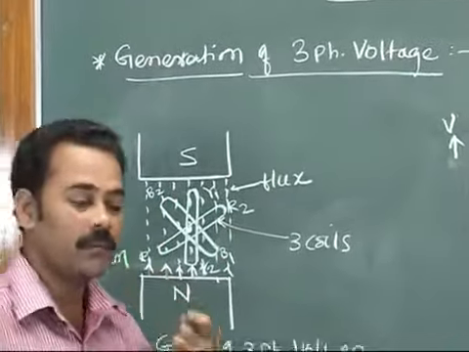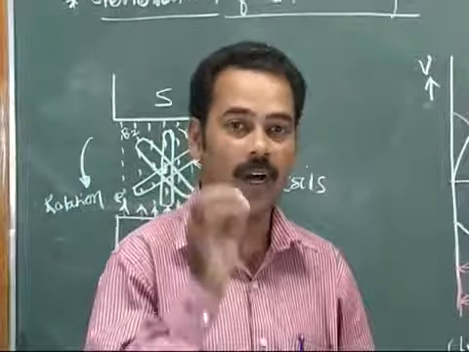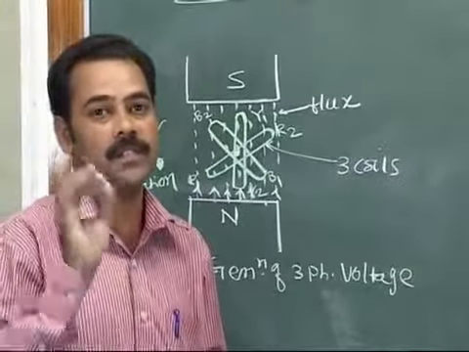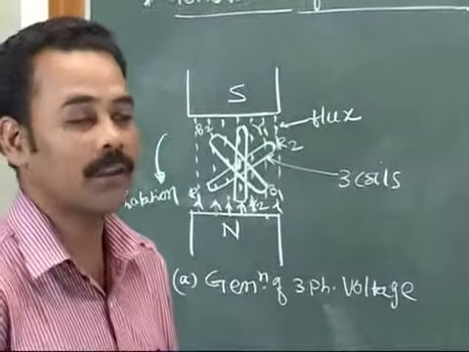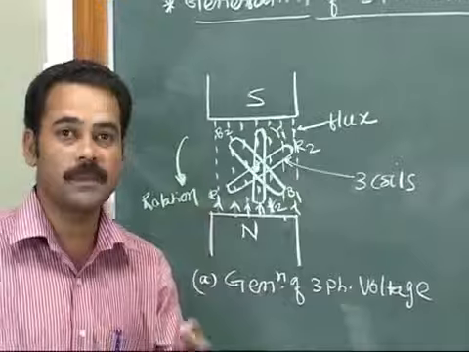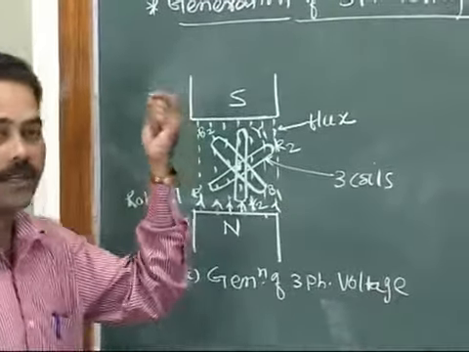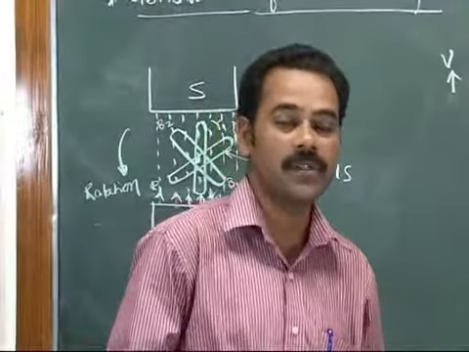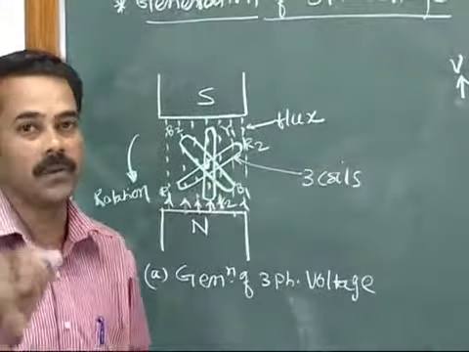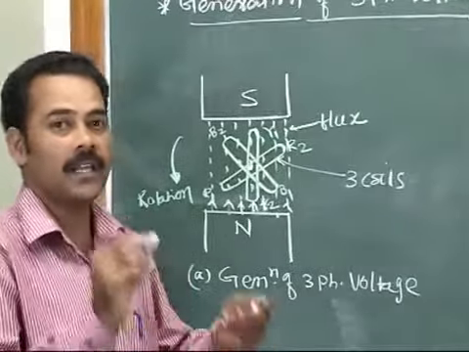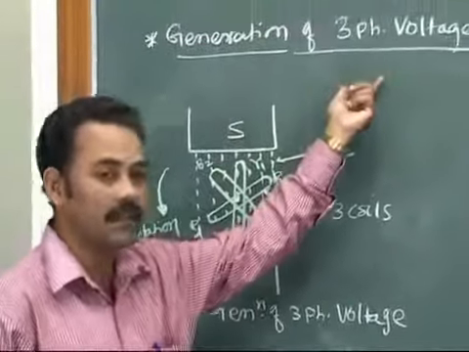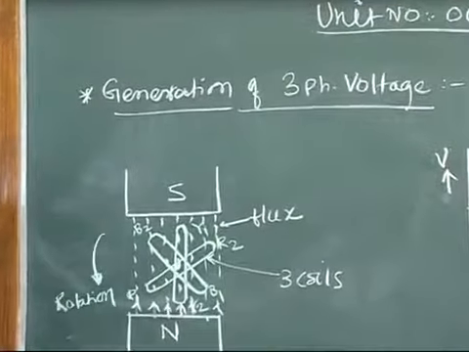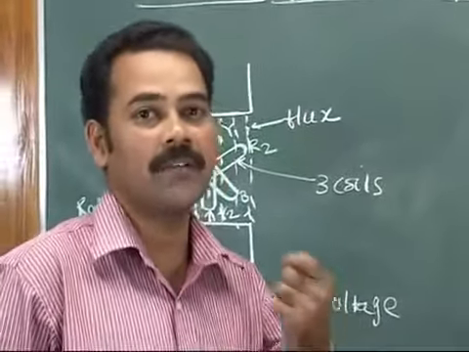We have seen in unit number 4, AC fundamentals, how single phase voltage is generated when one armature coil is used as per Faraday's law of electromagnetic induction. The same principle is applied here in three phase voltage generation. The only difference is that in single phase voltage generation only one armature coil is used, whereas in three phase generation three coils are used, and all these three coils are placed 120 degrees apart from each other.